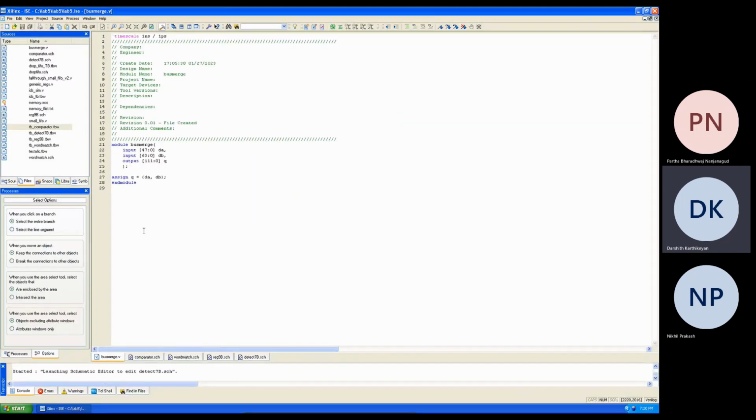This is the bus_merge.v file. It basically concatenates the current data word with the lower 48 bits of the previous data word, and it produces a 112-bit output. Next, we look at the comparator schematic.